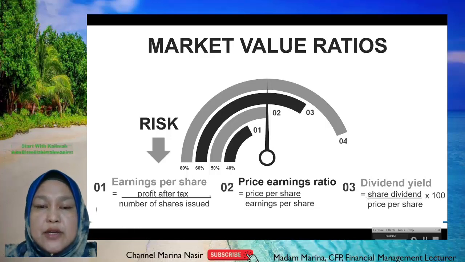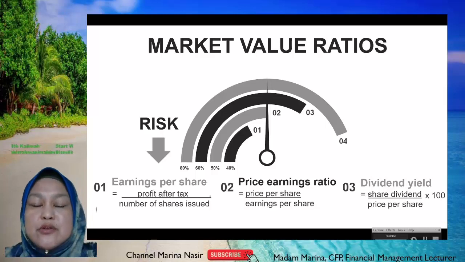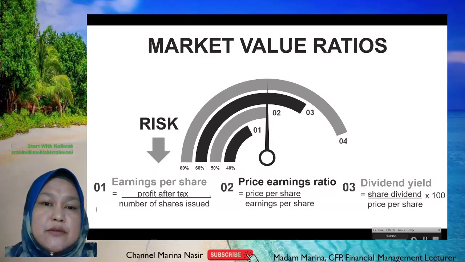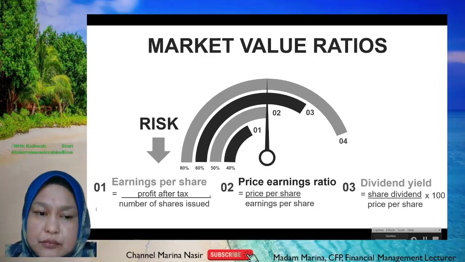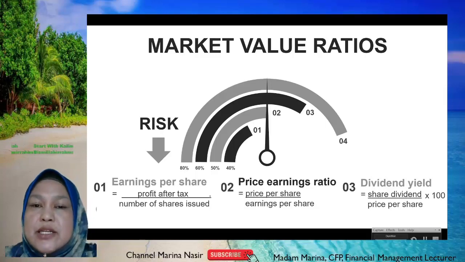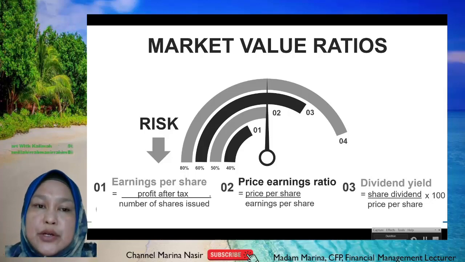This is market value ratio. We want to calculate the earning per share and also price earning ratio and dividend yield. So it's not covered in your syllabus. But you can take the earning per share value actually from the financial report, from the annual report, financial statement.